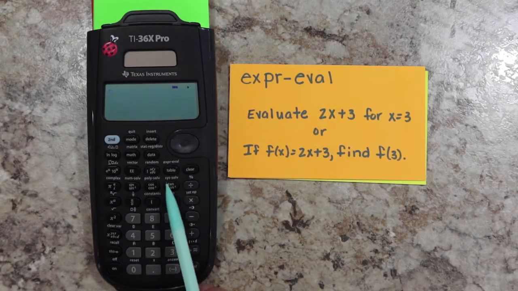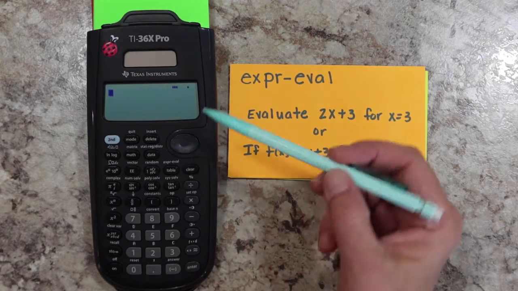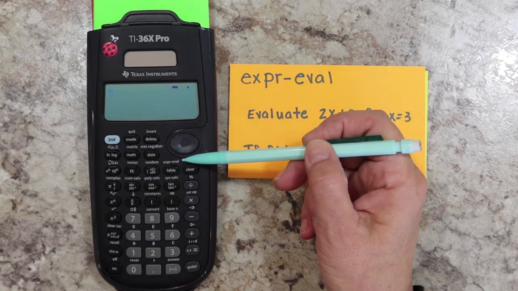Now let's look at some of these interesting buttons. First, let's look at the one right here that says expression evaluation. Now remember, the difference between an expression and an equation is that an expression does not have an equal sign.